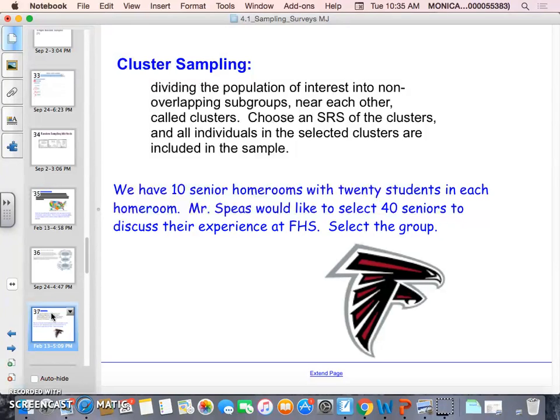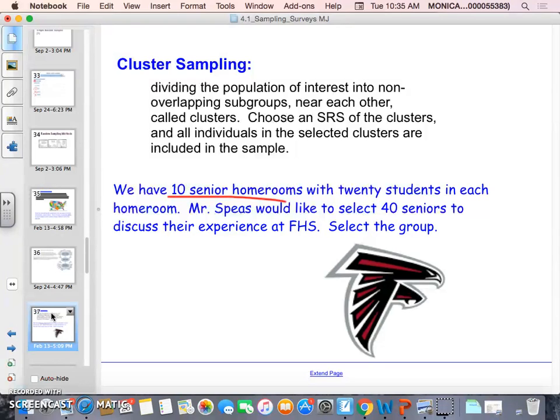but we're going to divide them into homerooms and say there's 20 students in each homeroom. In this case, I'm not going to select one student from each homeroom. I'm going to select the entire homeroom and survey that.